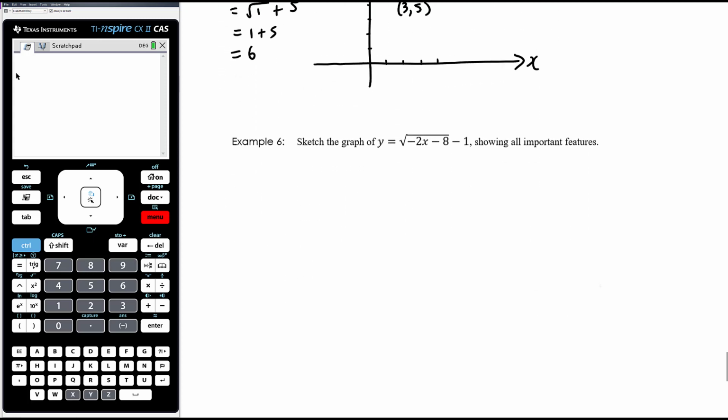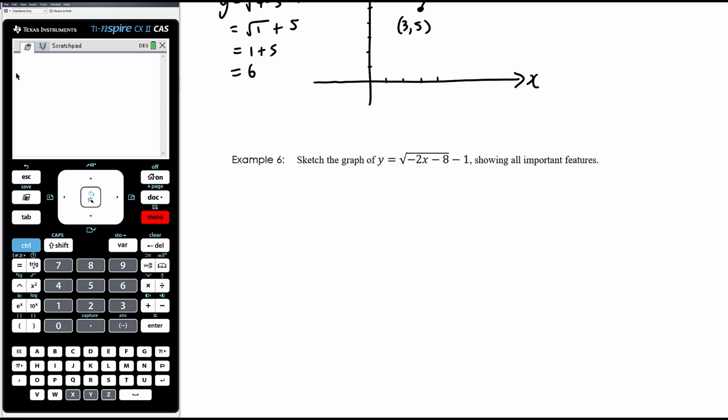Okay, example 6. Sketch the graph of y equals the square root of -2x minus 8, minus 1. Okay, first issue is in here. Remember, we need to have it as n times x plus or minus h inside our function. So we need to factor out the coefficient of x, so we've always only got 1x before we can then correctly identify what's the dilation from the y-axis and what's the translation left or right.